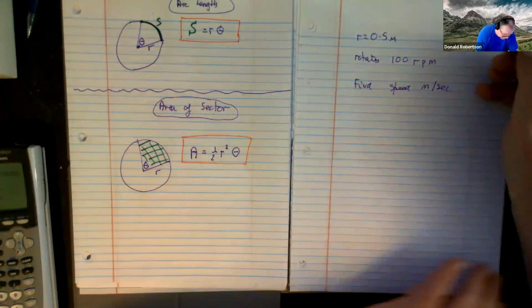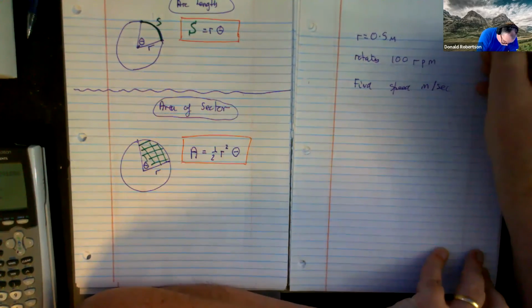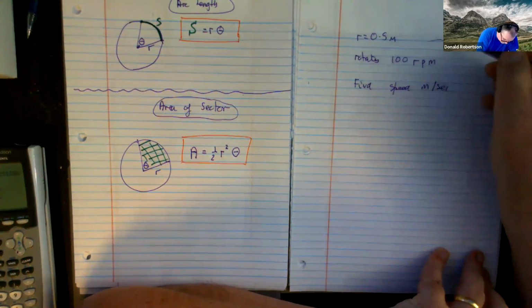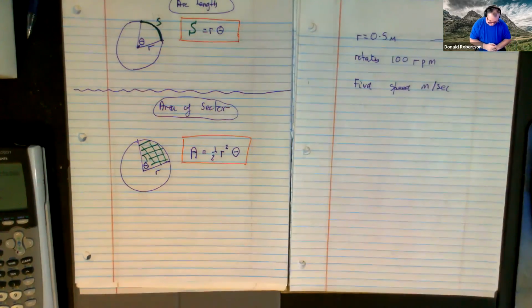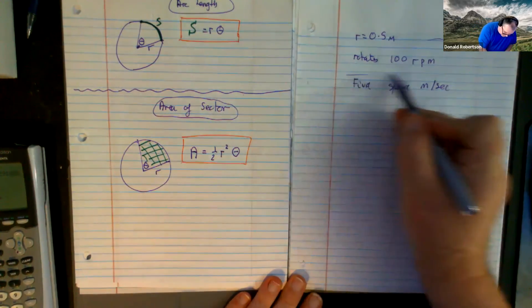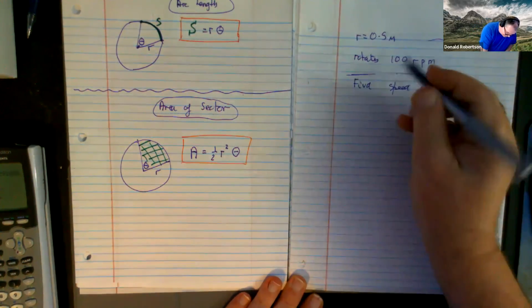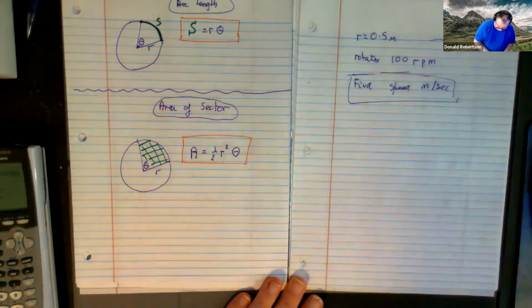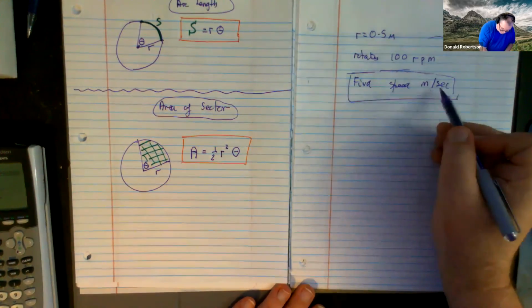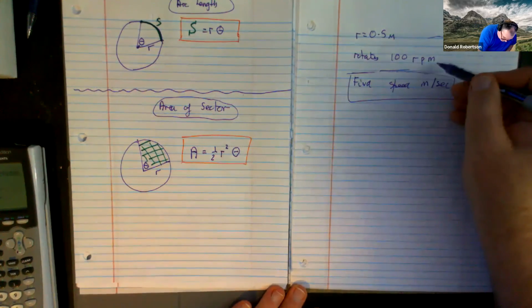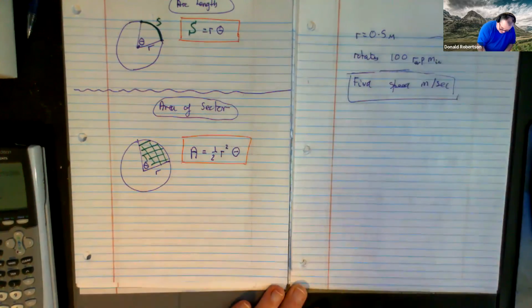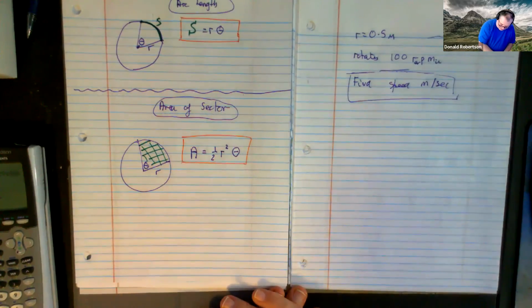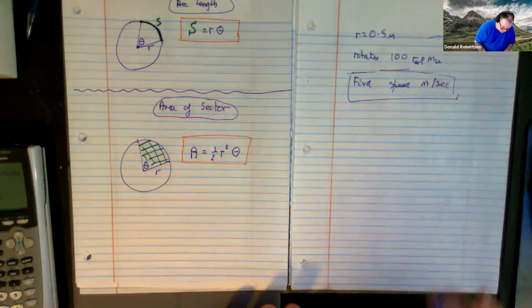So I got this little paddle wheel. Right, there's the river current. It's zooming around at 100 revs per minute. And we are being asked to find what that would be as a speed, in meters per second. So they've been a little bit sneaky here. Can you see that's revolutions per minute? But they want the speed in meters per second. So be careful with the units.